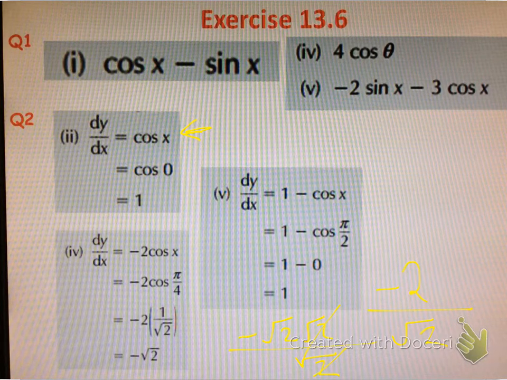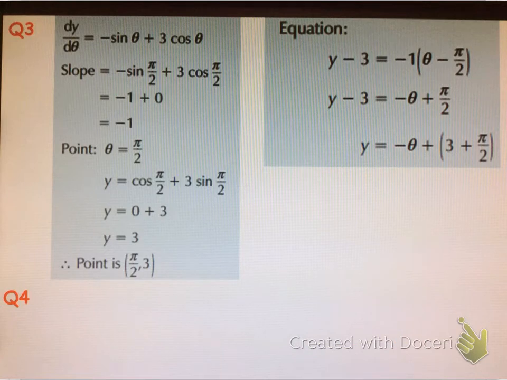Question 3. Find the equation of the tangent to the curve y at the point where theta is equal to pi over 2. Okay, so the equation of a tangent, you need a point and you need a slope. Well, first of all, we'll get out the slope, right? So we're looking for dy d theta. So we're differentiating y with respect to theta, and you should get out minus sine theta plus 3 cos theta. That's your derivative, which is your slope.